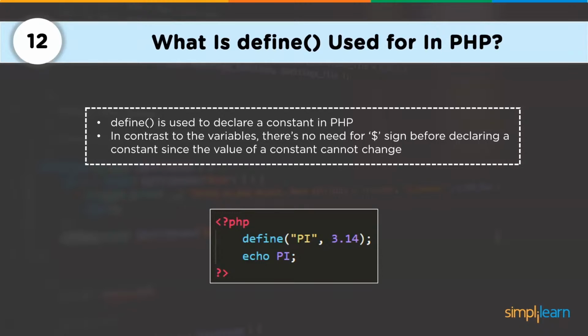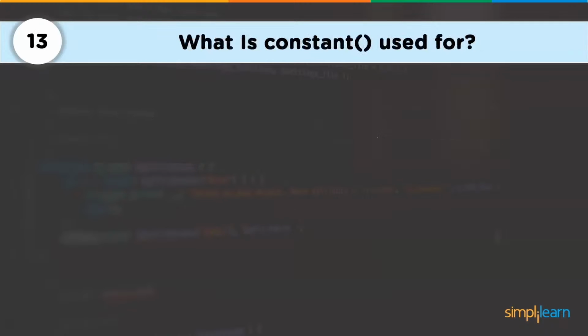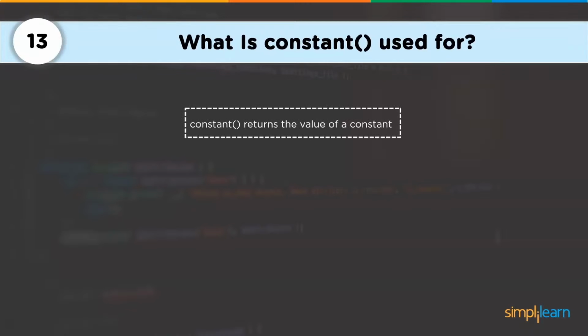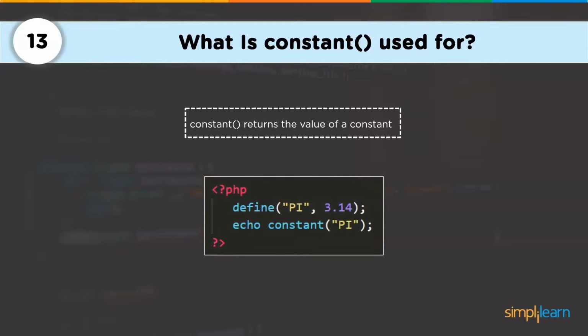The next question is related to this question: what is the constant function used for in PHP then? So the constant function returns the value of a constant. It is not used to define a constant, but it returns the value of a constant. So suppose you define a constant using this define function and you want to return this value, you can use this constant function for that.